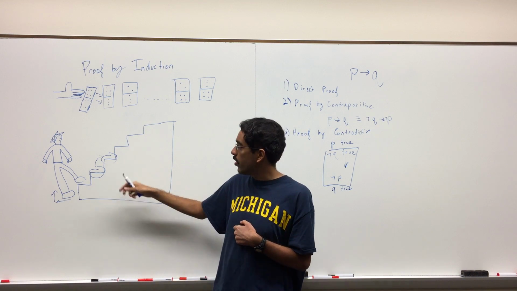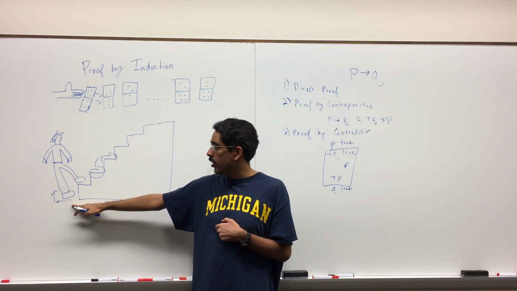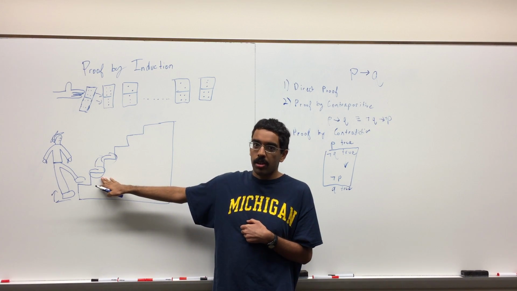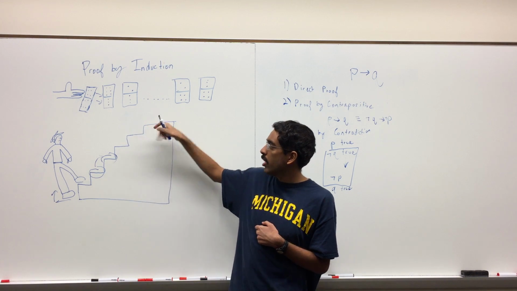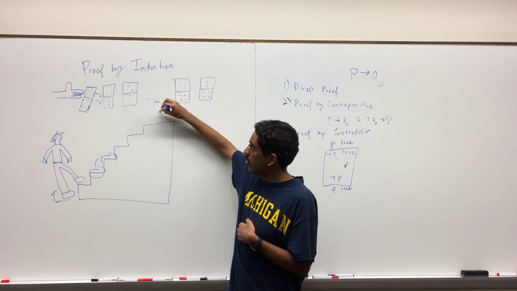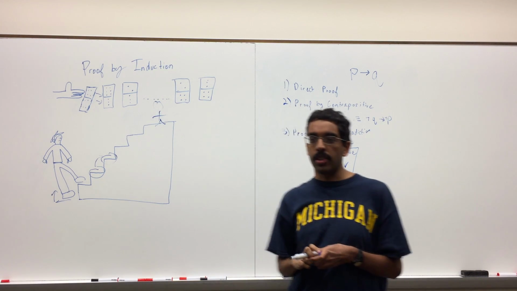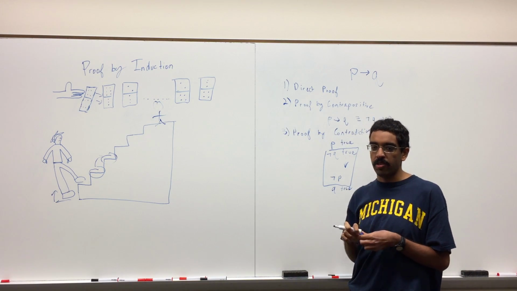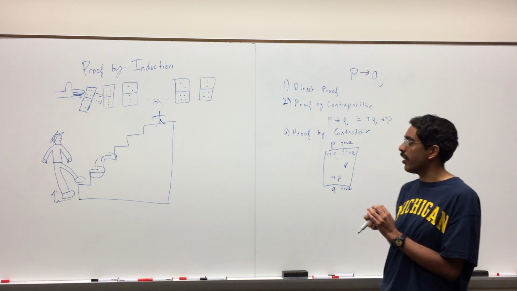So by that reasoning, we can get to the first step. Then that implies we can get to the step after that, which implies we can get up to the step right after that. Keep going, and finally we've reached the top. So that's the basic intuition of proof by induction. You already know what it is, now we just have to apply it to math.